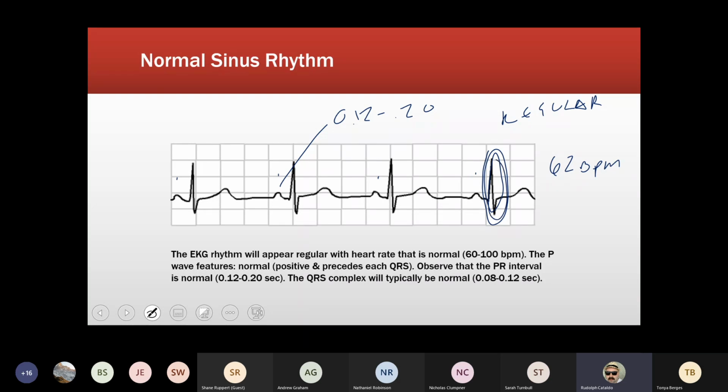And you can call this NSR, or if you've seen it documented as NSR, it's just an abbreviation for normal sinus rhythm. Or some people, especially if I'm giving a report to a nurse, I'll just say the patient was in a sinus rhythm. No abnormalities were seen. That just tells them that everything appeared normal. There was nothing out of the ordinary that I had to worry about at the time.